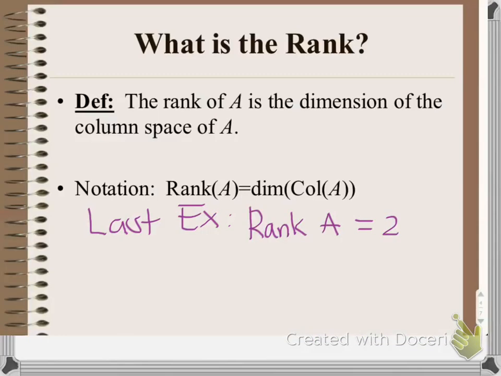All right, so now the rank, which we talked about in the last slide. The rank of A is the dimension of the column space of A. And so the notation is rank of A, and that equals the dimension of the column space of A. And in that last example, the rank of A was 2. Okay.